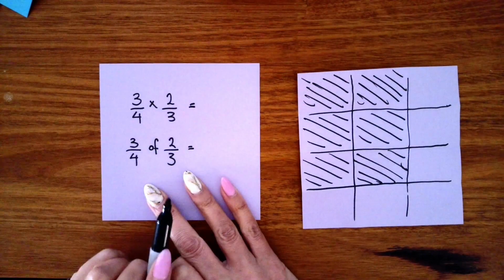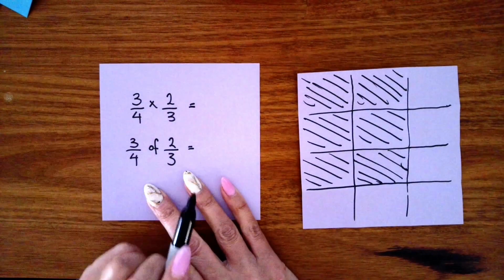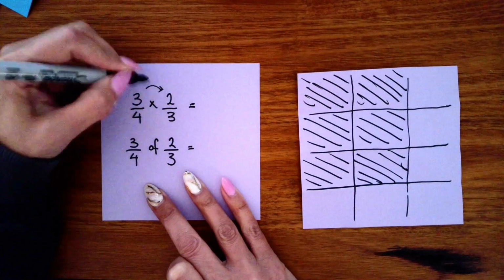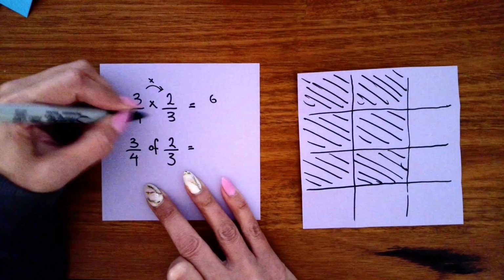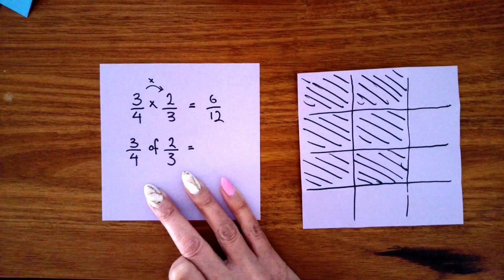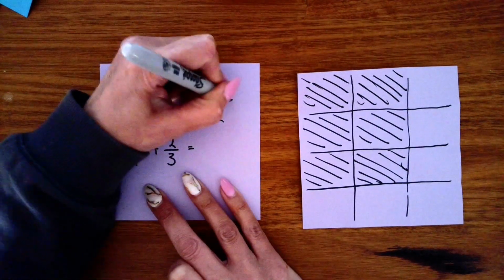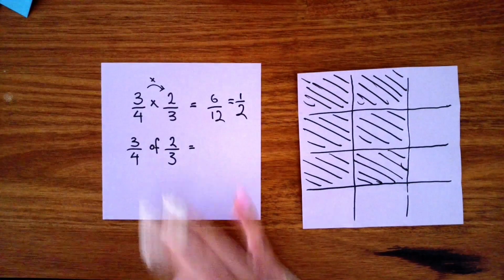Here we've got, we're taught that we multiply our numerators and our denominators together. 3 times 2 is 6. 4 times 3 is 12. So we get 6 twelfths. Now 6 twelfths is 1/2.